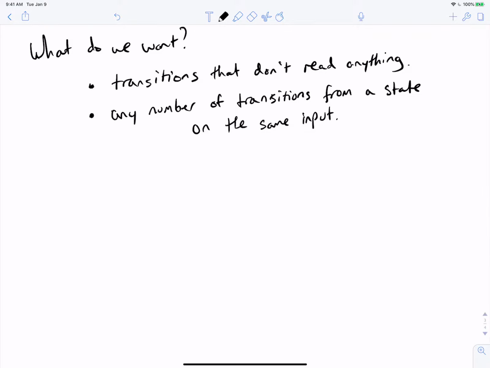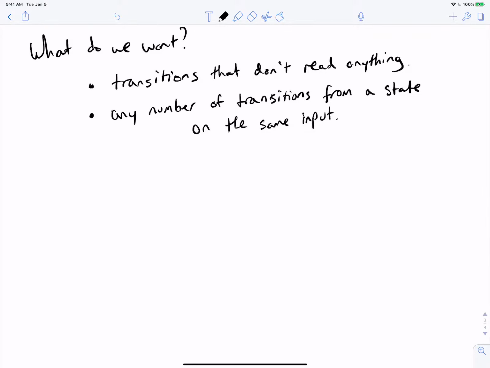So the definition's exactly the same. We have a set of states, we have an input alphabet, we have a transition function, we have a start state, we have a set of final states, but here we have transitions that don't read anything, and I'll clarify what that means in a second.